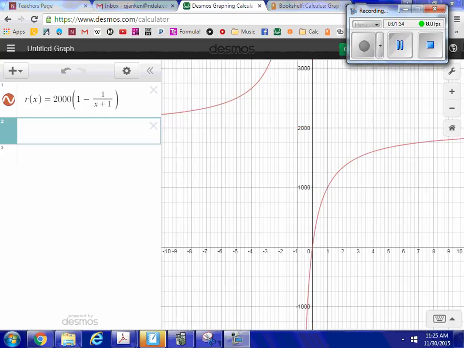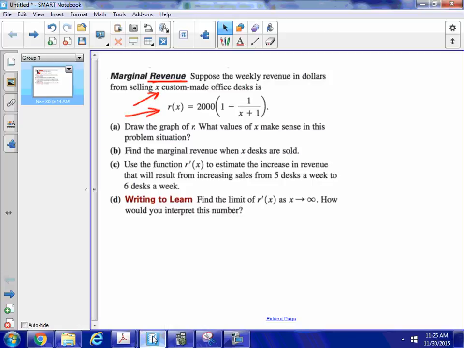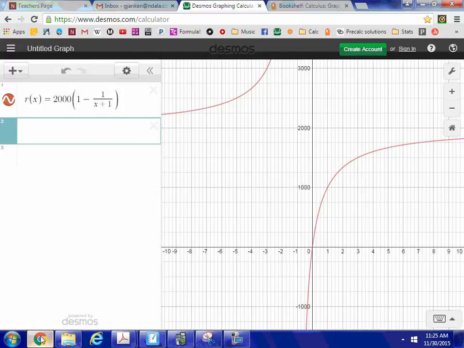So what I did right now is I changed my settings on the graph so that I could see my x-axis in steps of 1 instead of steps of 500 or 1,000 or whatever it was. And I could begin to get more of a shape out of this graph. Well, the question was asking, what values of x make sense in this problem situation? The values of x that make sense are only going to be the positive numbers. I can't manufacture negative desks, so really this is what I call a first quadrant problem. All the action is happening in the first quadrant.